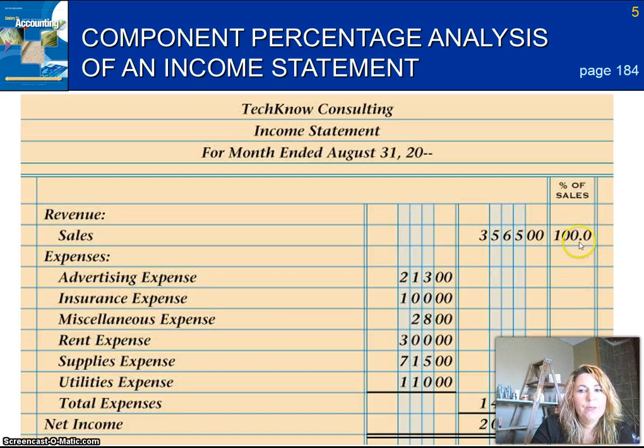A little bit bigger math, but still not too bad. We want to know what percent of our sales our expenses accounted for and our net income accounted for. Our sales were $3,565. That's 100% of our sales came from our sales. That's a no-brainer. Then we want to know, out of that $3,565, what percent of our sales went to pay our expenses, and what percent was left over for our net income. So this is just a simple math formula.